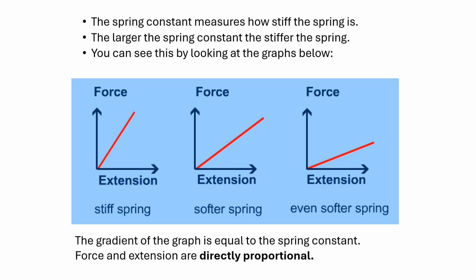So a stiff spring, which is one that has a high spring constant, requires a much larger force for a smaller amount of extension. And so the graph, as you can see here on the left, will be quite steep. For what we describe as a soft spring, that is one that has a very low spring constant, very little force is required to produce a very big extension. So as you can see here, the gradient of the graph is much shallower.